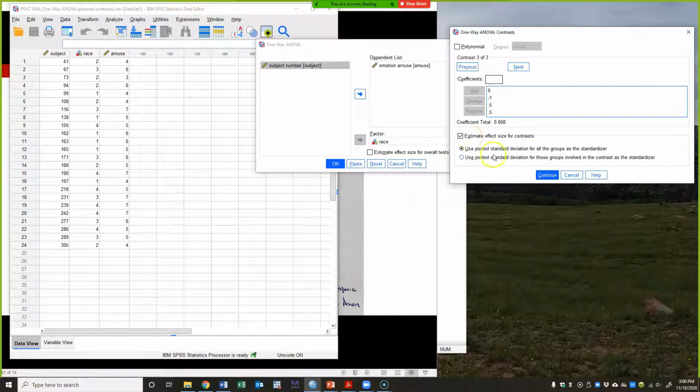So I'm going to go through, in this case, use pooled standard deviation for all groups as my standardizer. What this is going to do is essentially give you the square root of your mean squared error, okay? Because your mean squared error is your pooled estimate for everybody in the group. So we're just going to go ahead and use this, okay? So I'm going to hit continue.